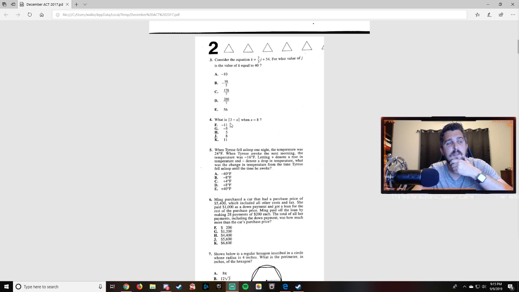Or, what is the absolute value of 3 minus x when x is 8? What's 3 minus 8? -5. Absolute value means what? It's going to turn positive, 5. If you have a good little mathematical knowledge of a few of these terms, such as absolute value, you're going to be better off.